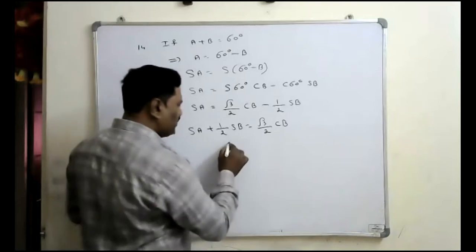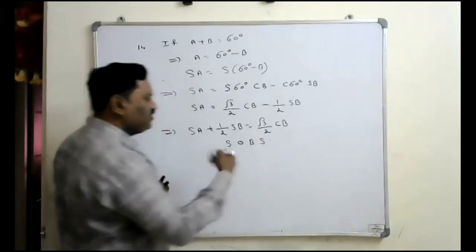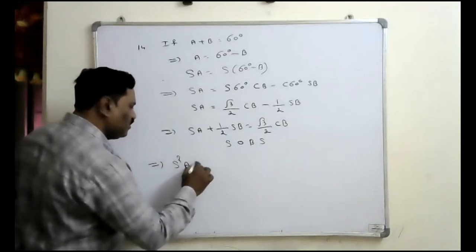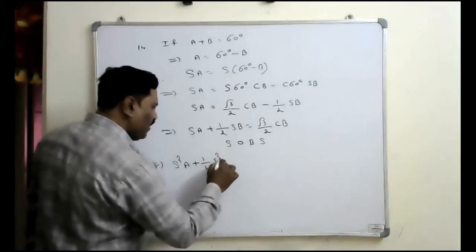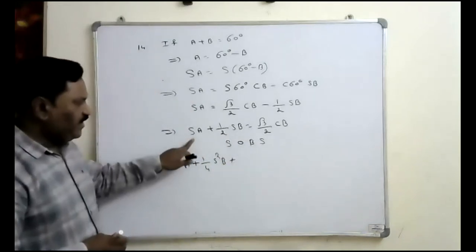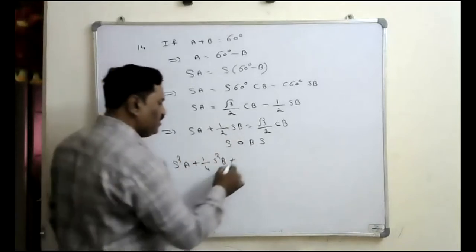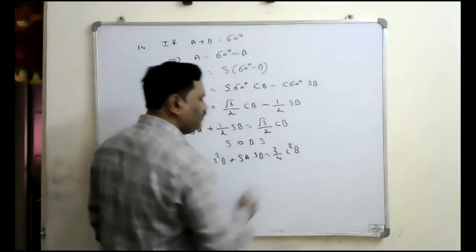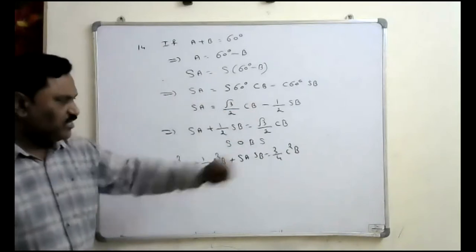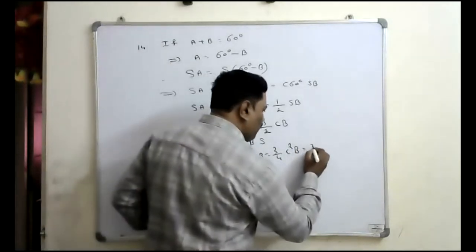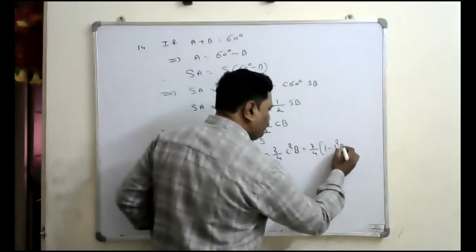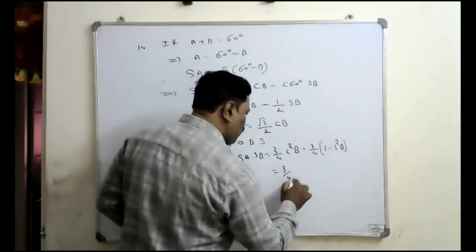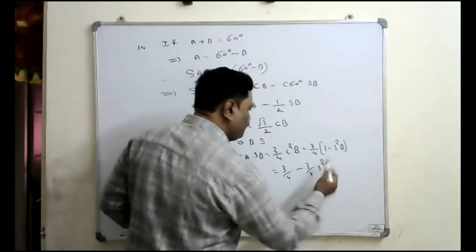Now square this equation on both sides. Squaring it, we get sine square A plus 1 by 4 sine square B plus 2 into sine A into 1 by 2 sine B, so the 2 gets cancelled and we get sine A sine B, is equal to 3 by 4 cos square B. Root 3 by 2 whole square means 3 by 4 cos square B. This cos square B, I will write as 1 minus sine square B. Now, multiplying by 3 by 4, we get 3 by 4 minus 3 by 4 sine square B.